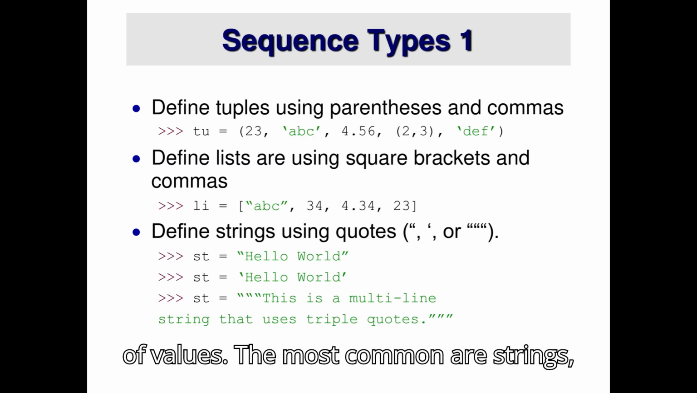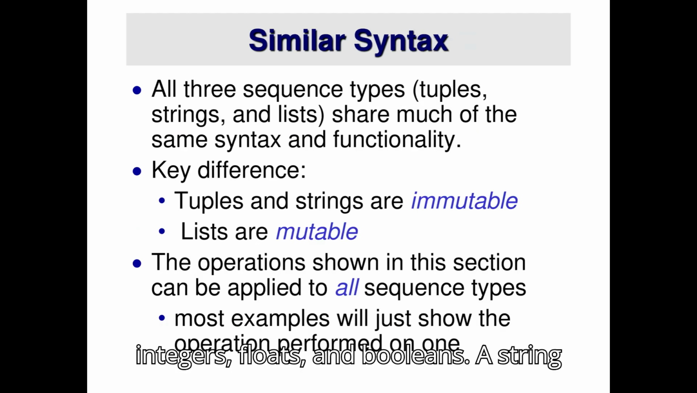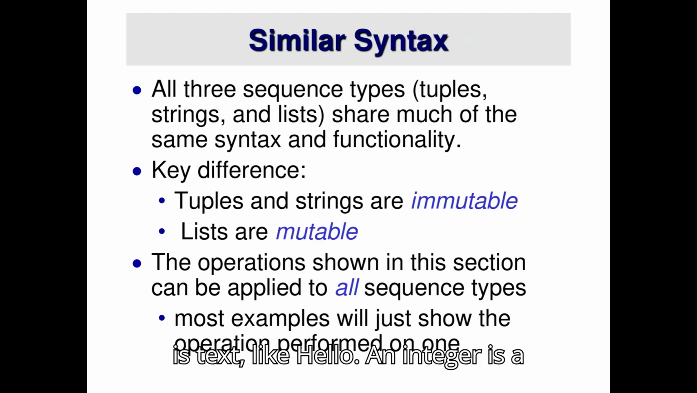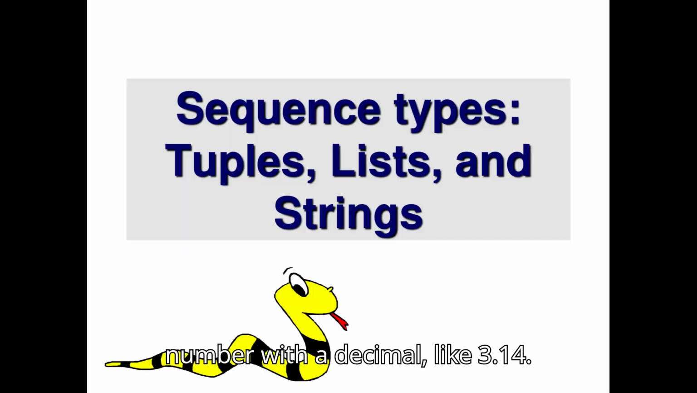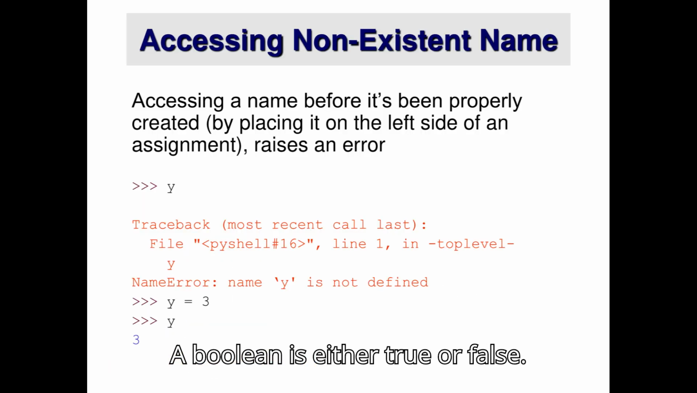Python has different types of values. The most common are strings, integers, floats, and booleans. A string is text, like "hello". An integer is a whole number, like 10. A float is a number with a decimal, like 3.14. A boolean is either True or False.